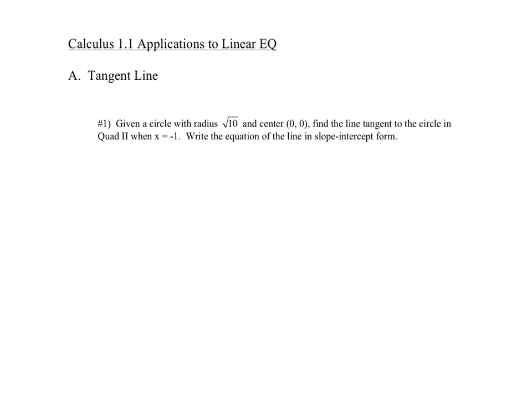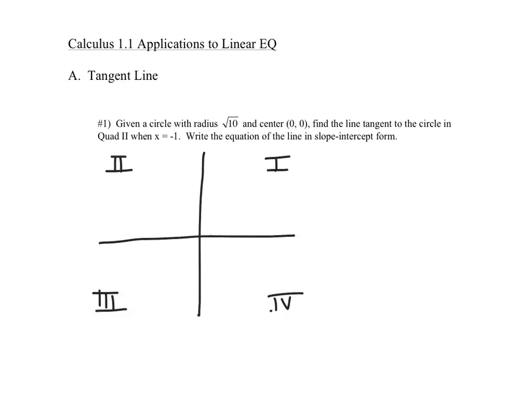Given a circle with radius root 10 and center (0, 0), we're going to find the line tangent to the circle in quadrant 2. Now, do you know what a tangent line looks like? Okay, so let's go ahead and draw this. Do you know which quadrant 2 is? We have quadrants 1, 2, 3, and 4. And remember, it goes around counterclockwise, probably because of angles and trig and all that stuff.